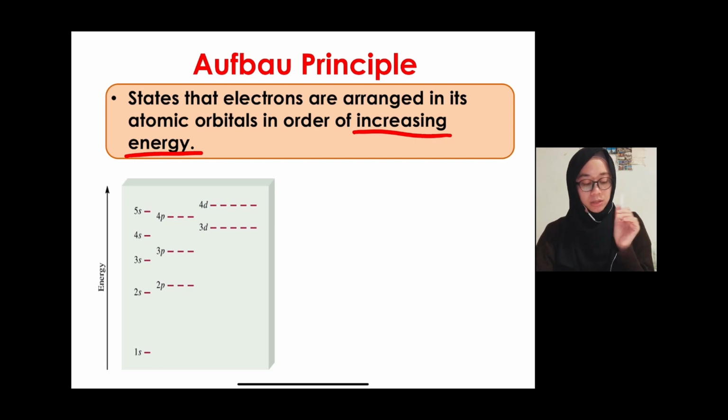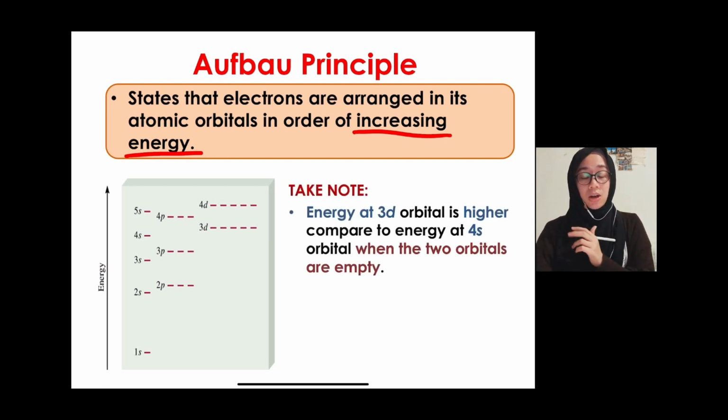If you have a look at this diagram here, after 1s, 2s, 2p, 3s, 3p, the next orbital that we are going to fill in the electron is 4s. Not 3d. So kalau kamu tengok, selepas 3p ni kita akan isi 4s dahulu, and then baru kita pergi kepada 3d. So why is that so? Bear in mind, the energy of 3d orbital is higher compared to 4s orbital when both orbitals are empty. So 3d punya orbital, dia punya energy lagi tinggi compared to 4s.